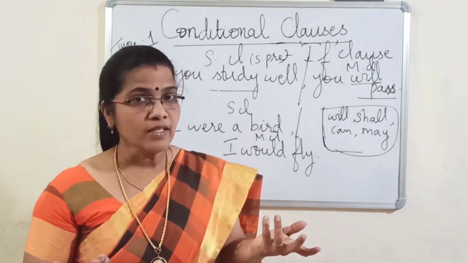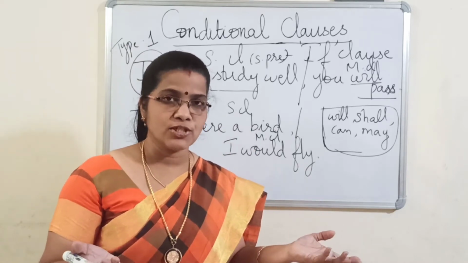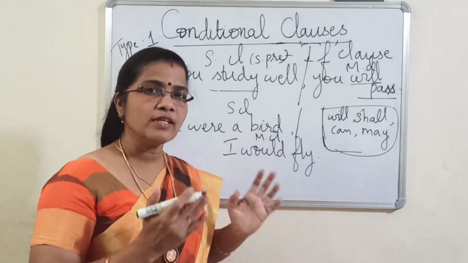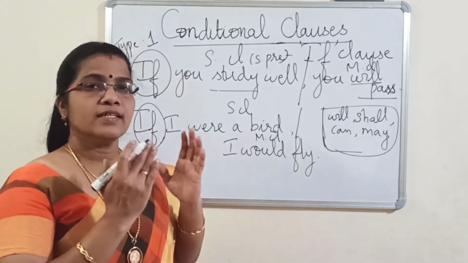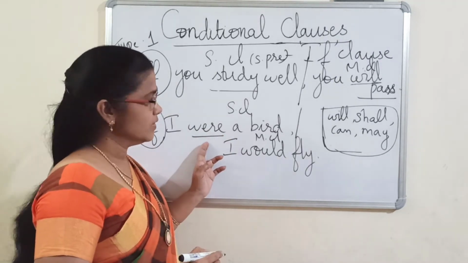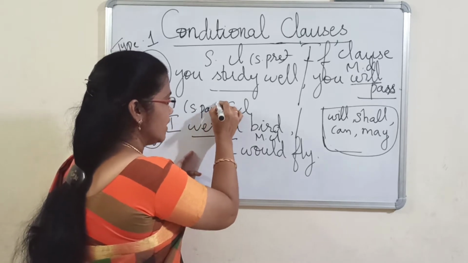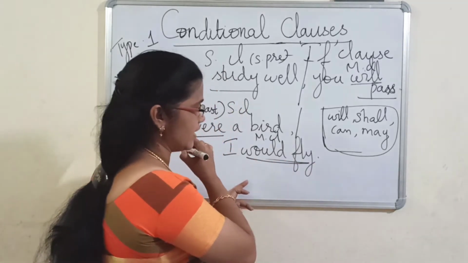If I were a bird, I would fly. Is it possible that you will become a bird? No, it happens only in your imagination, right? It is not likely to happen, okay? So this is a hypothetical condition or an unreal condition. And look at the tense forms that you have used here. You have were here, okay? So what is this? This is simple past tense, right? Now, look at the verb form that you have used here, would fly, right?